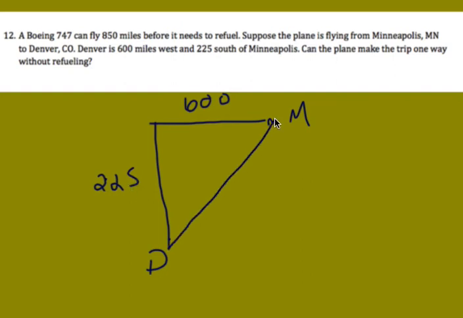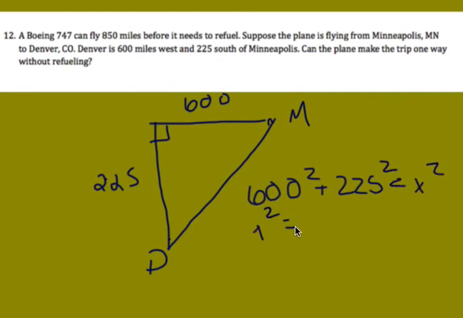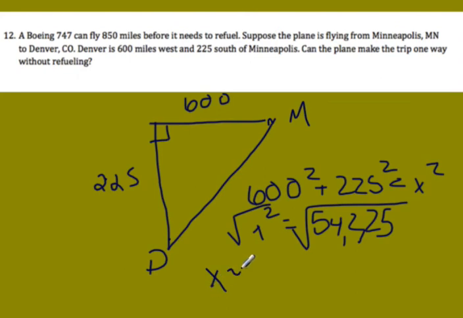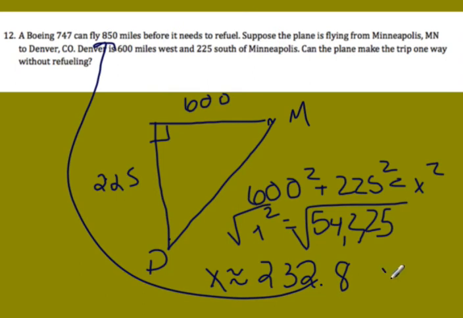So what you notice is because we go directly from west to south, we can form a right triangle. So we can actually use the Pythagorean theorem. So 600 squared plus 225 squared is equal to x squared. So when you add those up, you end up getting x squared is equal to 54,225. There we go. So then I'm going to actually have you take the square root to get the approximate decimal on this one. And when I get the approximate decimal, it's 232.8. Well, 232.8, is that less than the 850 miles? Yes, so it can go the whole way without refueling.